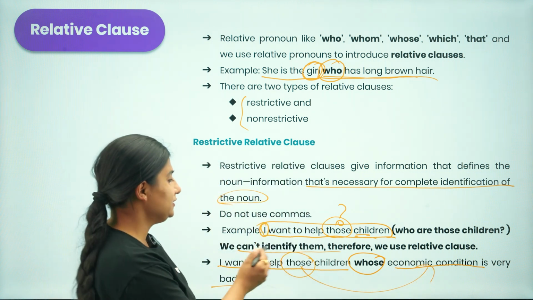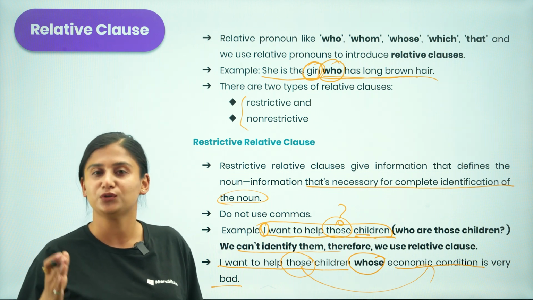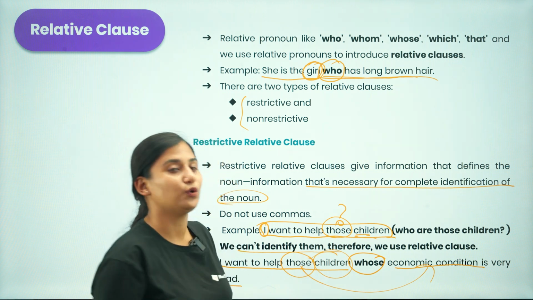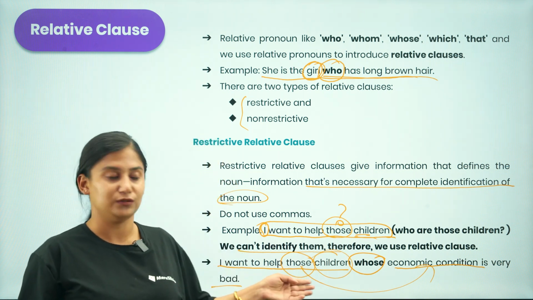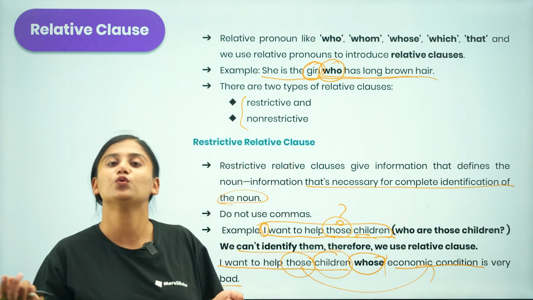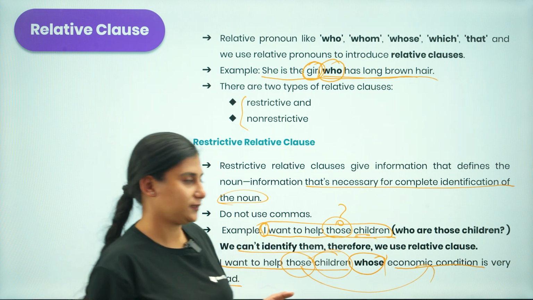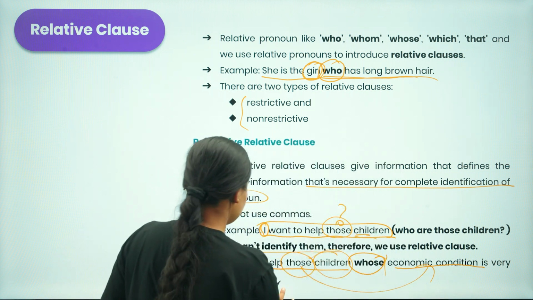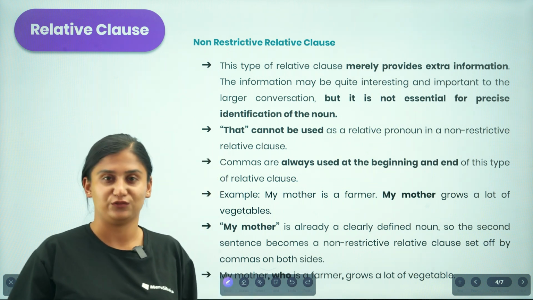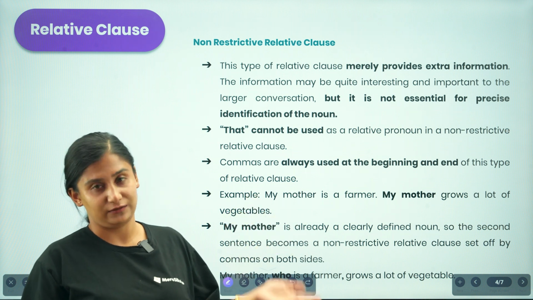Now, this kind of information is what helps us to know much more about the noun children. Until and unless this latter part of the sentence was there, we were not able to know which children they were. This is how a restrictive relative clause works. Now let us move to another idea and learn about the non-restrictive relative clause, or let us say the non-defining relative clause.